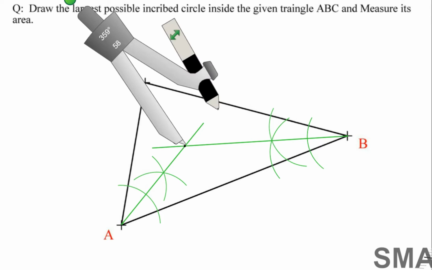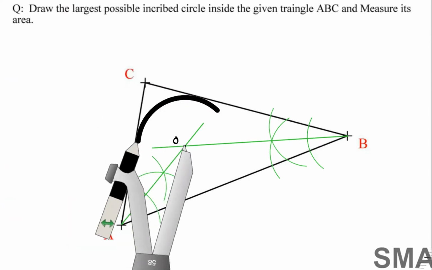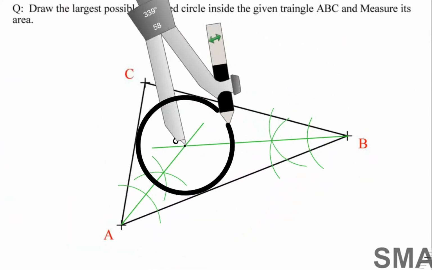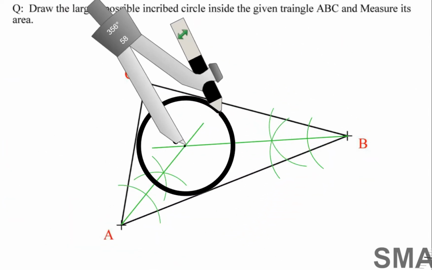There are two ways to draw the circle now. You can place the compass at the point of intersection and open it to a specific radius so that it touches one of the three sides, and you can complete the circle, and you will see that it will touch all the three sides tangentially, and the circle will be the largest possible inscribed circle in the given triangle.